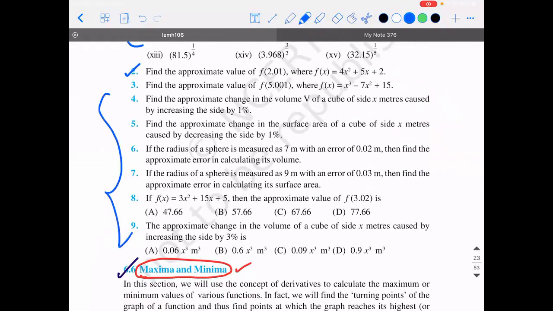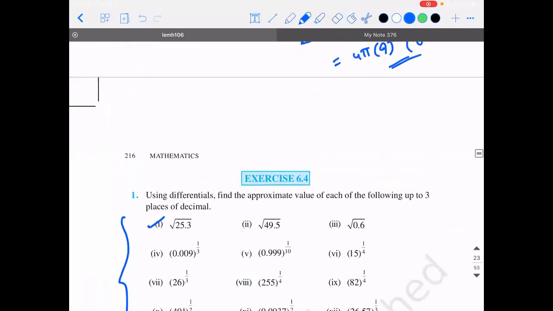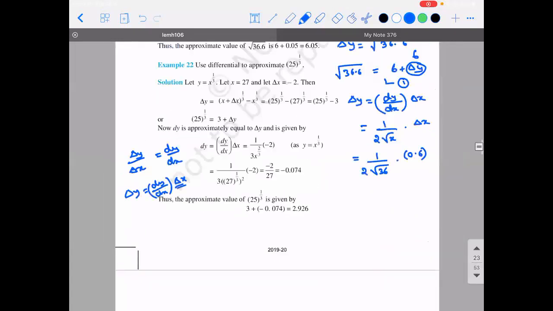So all these problems you guys can try. They are very simple. Trust me, you guys can do it on your own. These are the only methods that are there with respect to approximation. One is finding the square root, cube root, fourth root, fifth root, whatever root. Then the other one is finding the approximate value of a function at a given point. Then the third one is calculating the errors in the volume, surface area, all those things. I hope you guys can do this, right? You can manage it. Yes, sir.